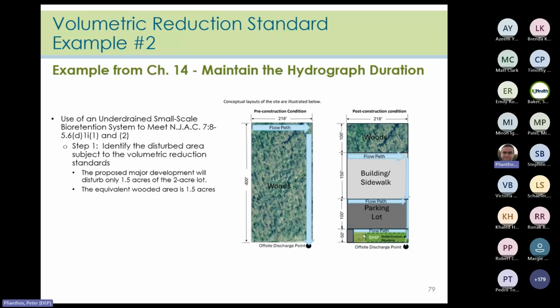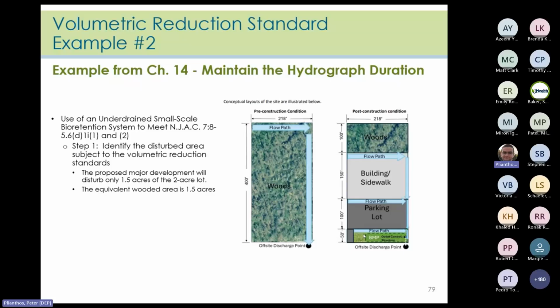In this next example, an underdrained small-scale bioretention system is used to demonstrate compliance with the volumetric reduction standard in accordance with NJAC 7:8-5.6 D1i1 and 2. Remember that in order to have the option to use D1i1 and 2, it must first be demonstrated that compliance with NJAC 7:8-5.6 D1 is technically impracticable or is subject to NJAC 7:8-5.4 B3. With that demonstration made, we proceed.